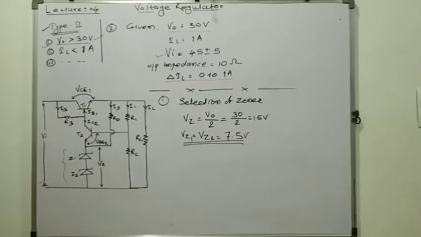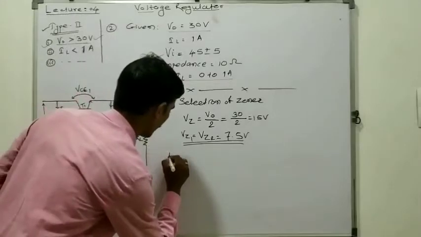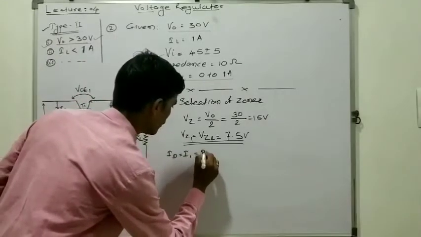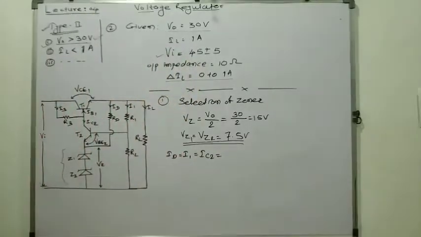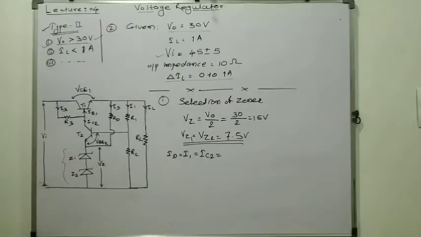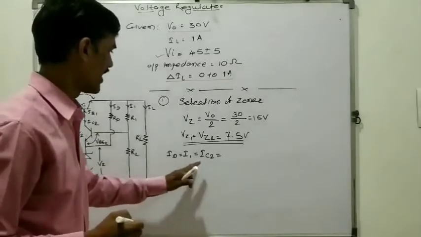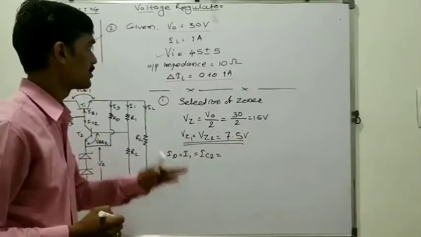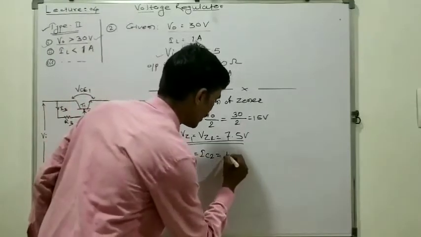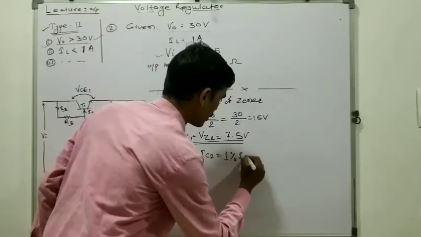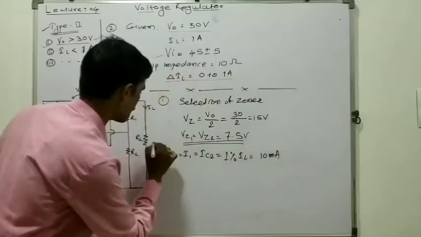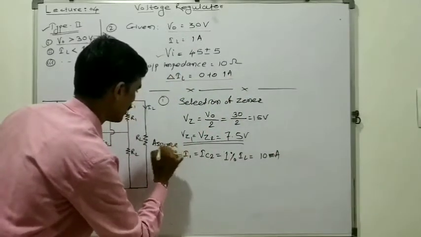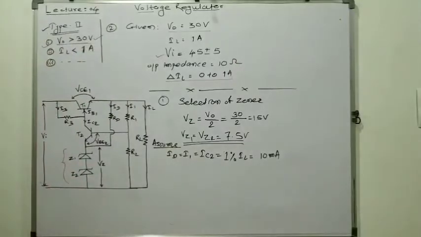Next part is assumption. We assume ID is equal to I1 is equal to IC2, that is equal to 1 to 2% of the load current. Either we can select 1% of the load current or 2% of the load current. In the previous problem we assumed 2% of the load current. Here we are considering 1% of the load current. So 1% of 1 ampere is equal to 10 milliampere. That is the assumption.